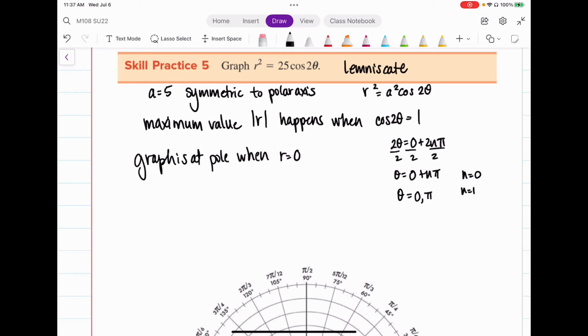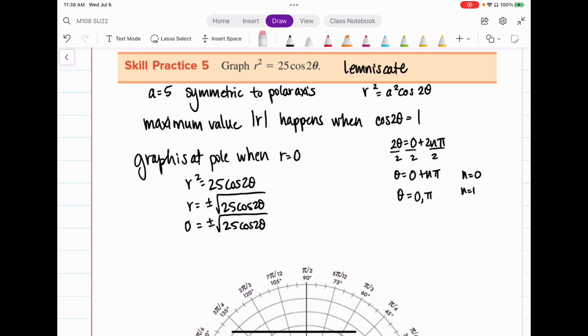The graph is at the pole when r equals 0. So if r squared equals 25 cosine 2 theta, then r equals plus or minus the square root of 25 cosine 2 theta. So when does that equal 0? That's 0 equals plus or minus the square root of 25 cosine 2 theta. And I'm really trying to figure out when the cosine of 2 theta equals 0 now. The only time that this is going to become 0 is when the cosine of 2 theta equals 0.